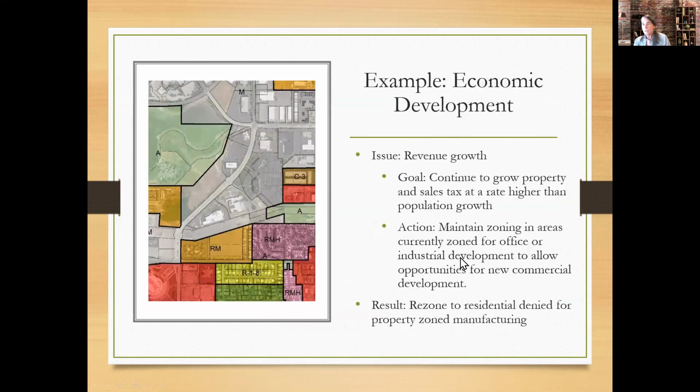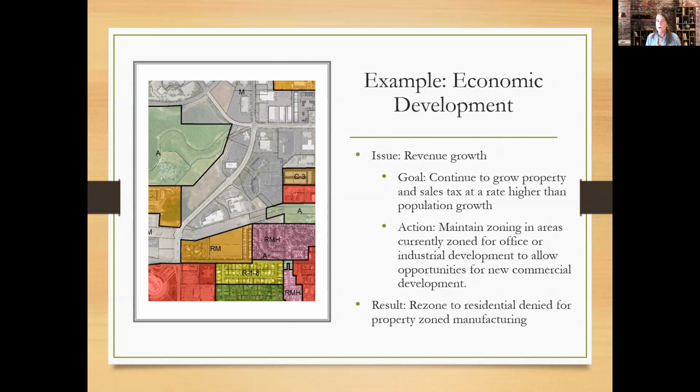Economic development is another example. You had a goal in your general plan to continue to grow property and sales tax at a rate higher than population growth. That was a goal in your plan. So the action would be maintaining the zoning in the areas that are currently zoned for office and industrial, so you can allow for that commercial development to happen and you can get that sales tax. So in other words, here's your general plan map, here are your zones. Someone came in and said, hey, we really want to rezone this commercial and office space to residential.